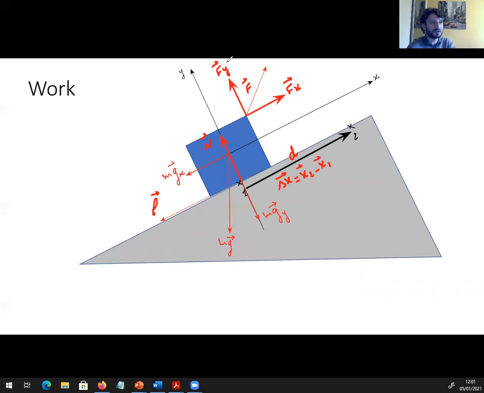work applied on the object to get a displacement delta x, a distance d. We can say the total work applied on the system equals omega f plus omega mgx plus omega mgy plus omega fx plus omega fy plus omega n. Okay, we have f, mgx, mgy, fx, fy and n.